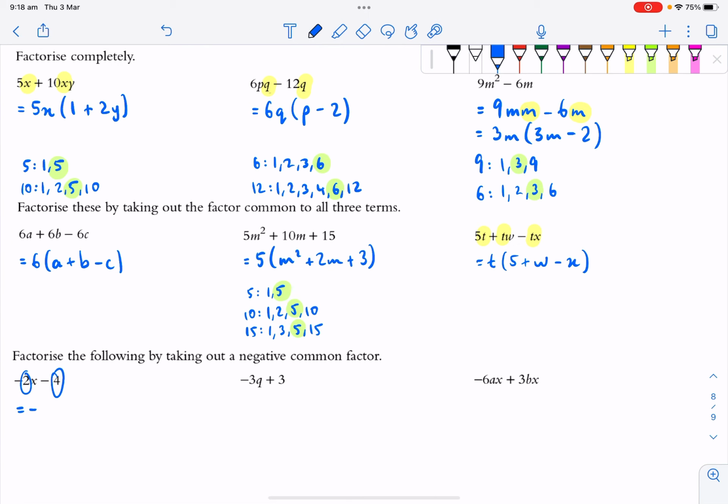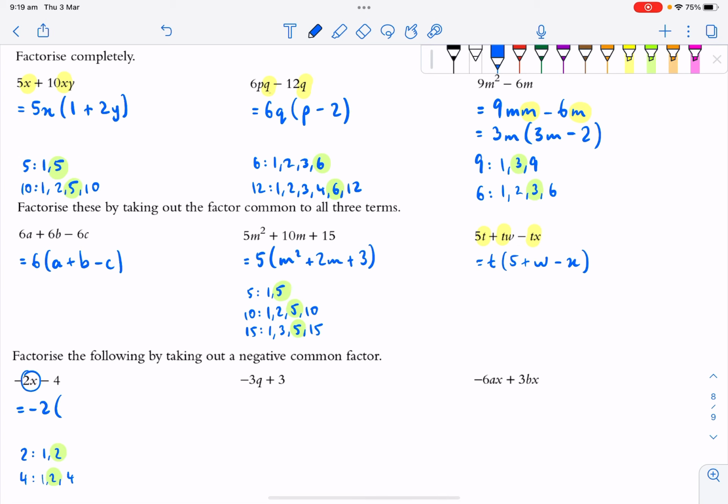So the numbers are 2 and 4. So here, 2 has factors 1 and 2, and 4 has factors 1, 2, and 4. And I can see that the highest common factor is 2. So that means I'm going to take out a 2 as well. And there are no letters common. So now, ignore the negative for now. Let's just do the numbers.